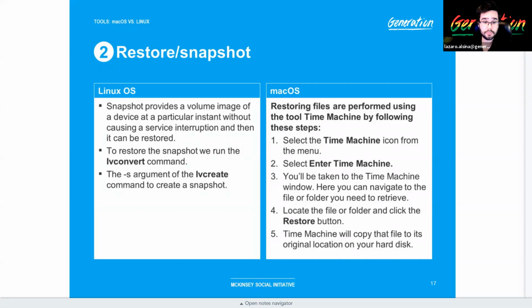And as I mentioned, Mac has things locked down. You can't change too much. So you start Time Machine, you enter the Time Machine, you navigate to where the file was that you're saving. And then from there, you locate the file, click the restore button, and it restores it for you. Pretty nice. Have you used Time Machine before, Kelly?